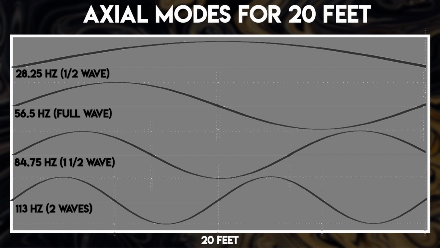And as you increase, you're actually adding more nodes and antinodes into your room. But basically, once you get above a certain frequency, these problems are a lot easier to treat because their energy types change, and we'll get into that in just a little bit.